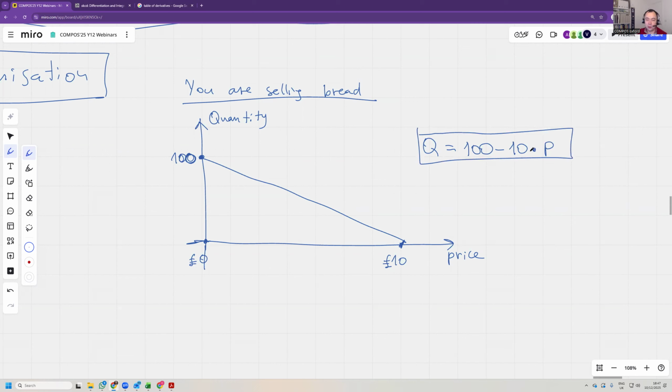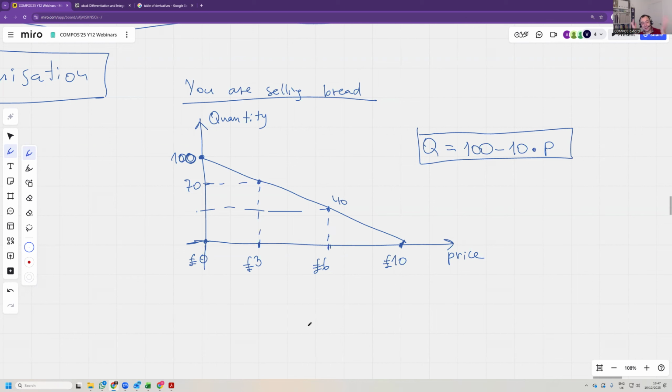So if your price is £3 for a loaf of bread, okay, quite an expensive loaf, that means you'll sell 70 loaves of bread. If the price is £6, it's a very big loaf of bread, then you'll probably sell 40 loaves, etc. Right? In your artisan bakery.